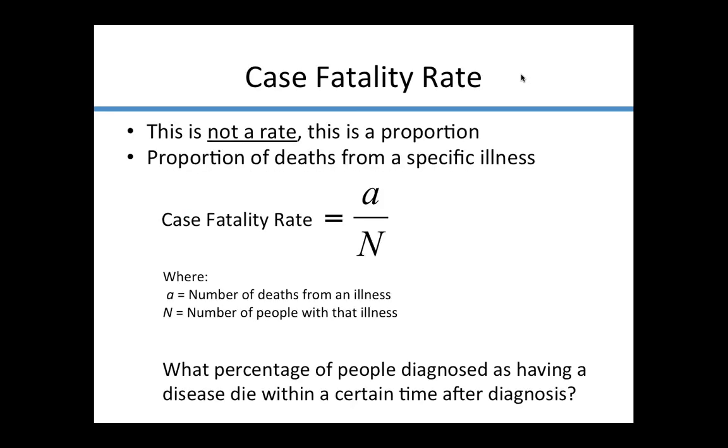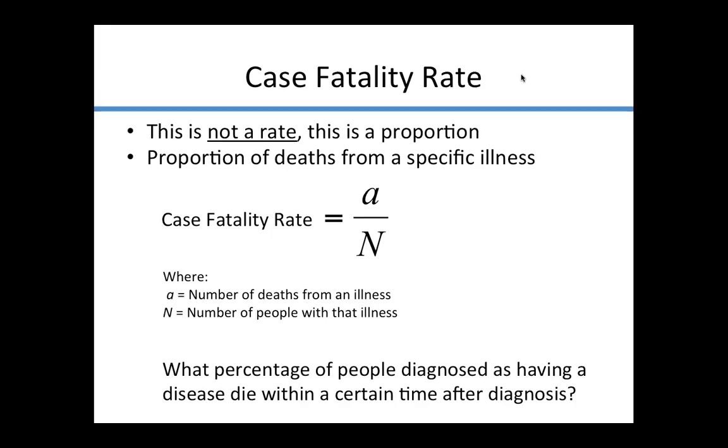Now, case fatality rate, this is not a rate. It's called a rate, but it has no unit of time the way a rate does. It's actually a proportion. The proportion of deaths from a specific illness. So a case fatality rate is the number of deaths from an illness divided by the number of people with that illness. So what percentage of people diagnosed as having a disease die within a certain time after diagnosis?